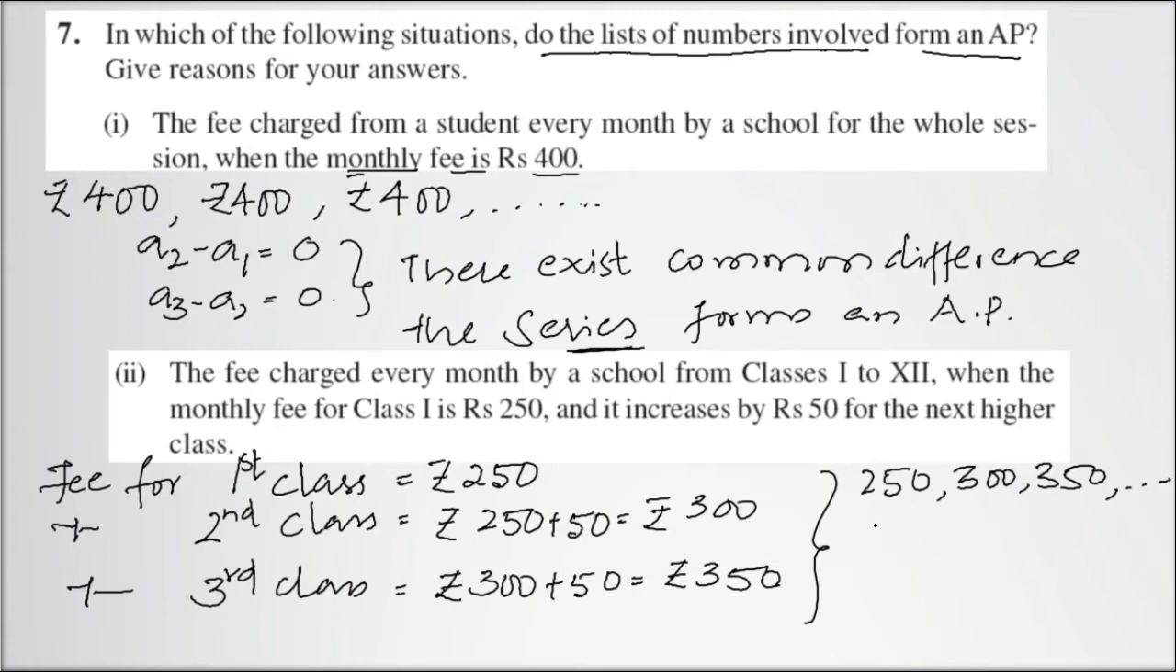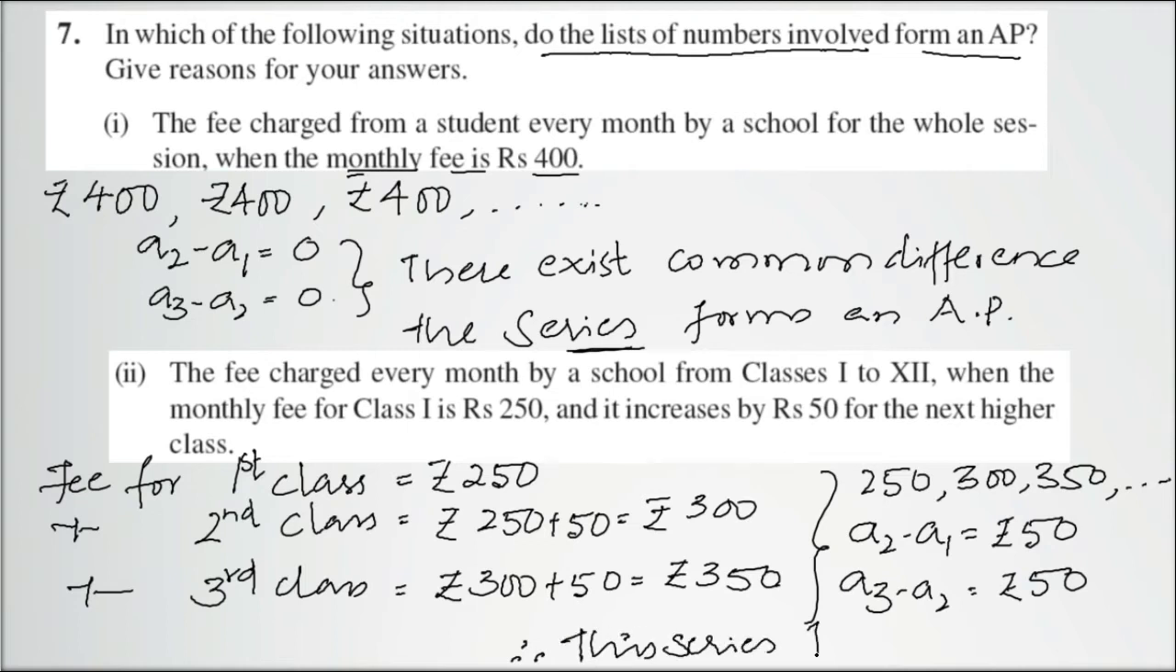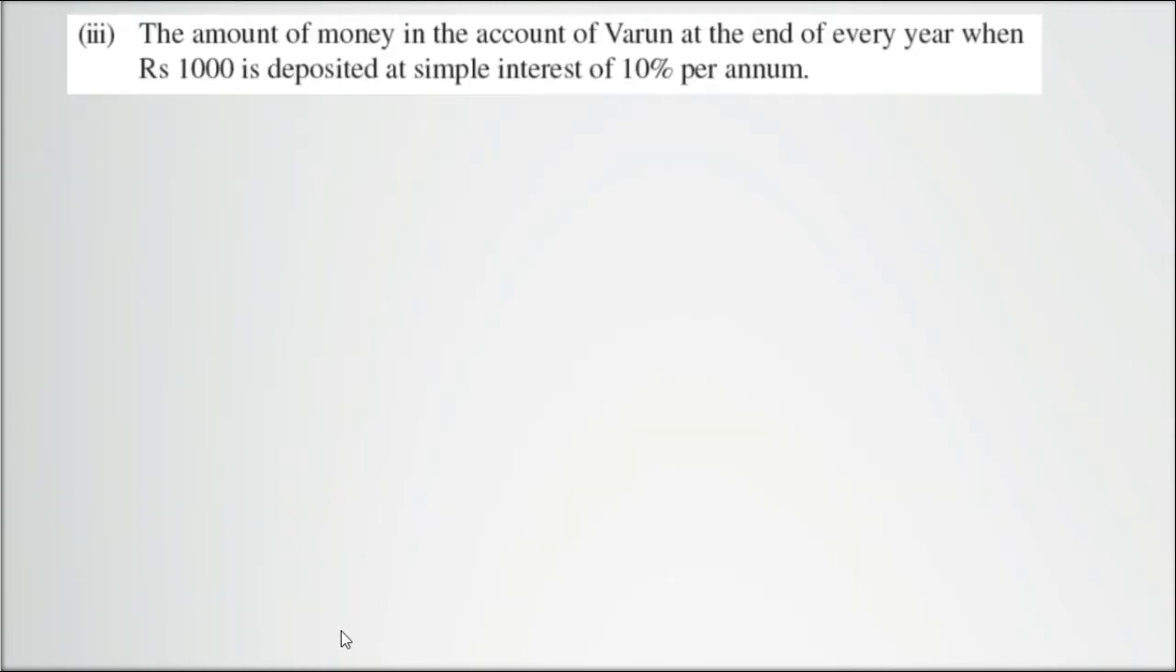In this series, A2 minus A1 is rupees 50. A3 minus A2 is also rupees 50. Further, when you consider a term and the next term, the difference is rupees 50. Therefore, this series forms an arithmetic progression. Let us look into question 3.